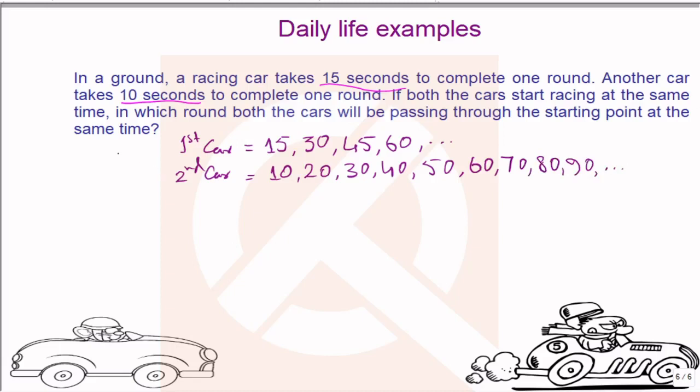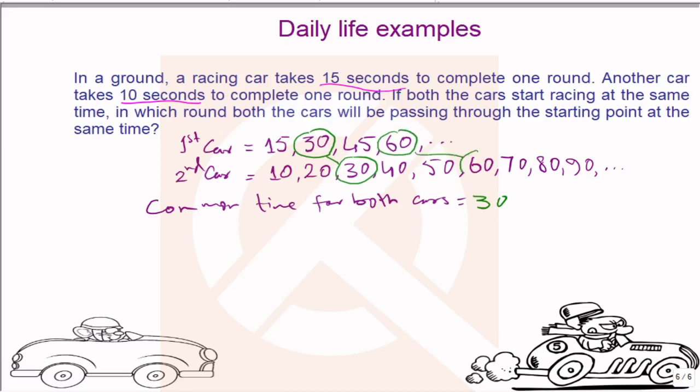So there are many intervals now. Now we'll be looking for the common time for both of them, for both cars. So the common time is the number which is common in both of them, and we can see that 30 is common in both of them. Yes, 30. Okay, what about the other numbers? Other numbers are also there. 60 is a second number, but we'll be looking for the first number, because the first number is the time when they'll be meeting together first.